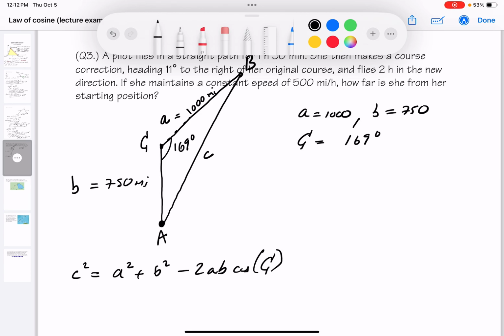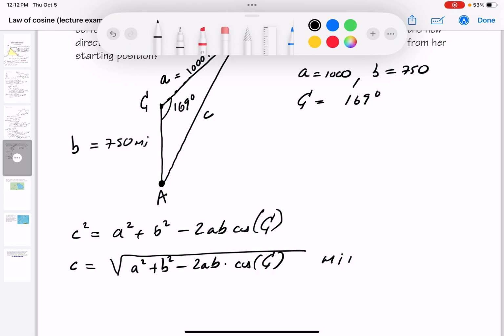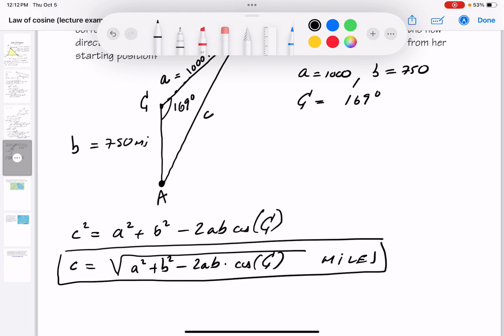Now, I can solve for C by using the square root rule, and I know it's a positive number, so I'm going to go plus or minus down. So, the square root of A squared plus B squared minus 2AB cosine of angle C. And I'm going to put the unit down, and this is in miles. I'm going to put a box around this, indicating if this were my exam, that's what I'd want written as an answer.